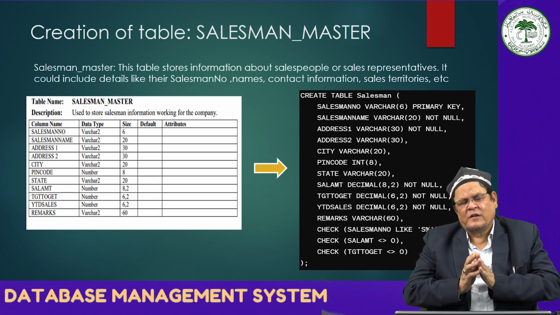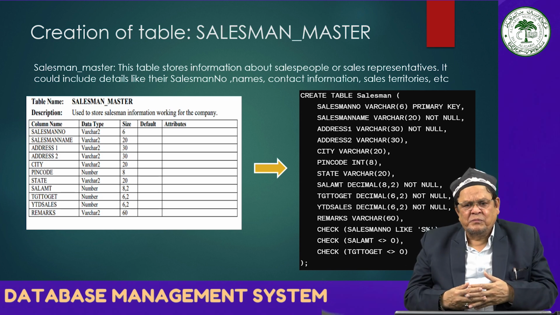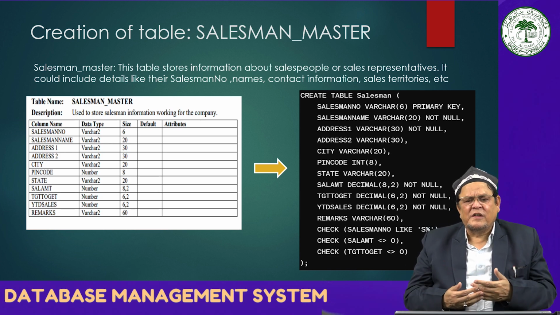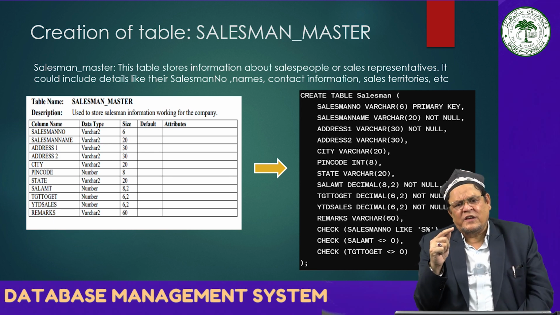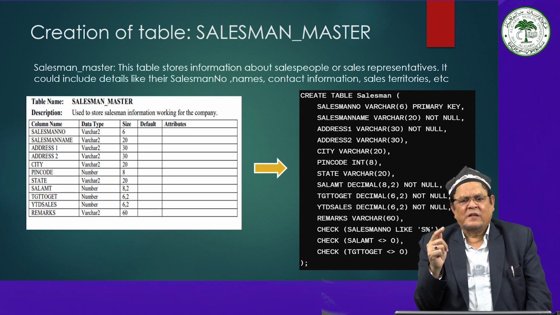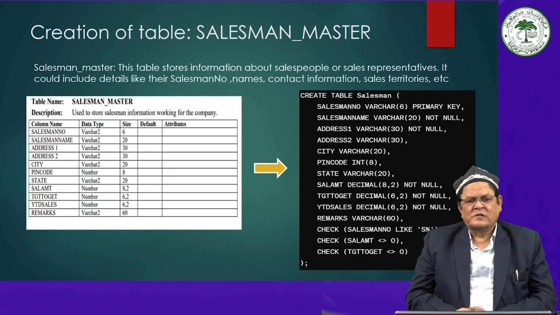You have to create it. In the previous lecture, we have already discussed how to create. The command is create table salesman. And then in the brackets, you have to write salesman number varchar 6 within parenthesis, and you define the primary key because every table must have a primary key.